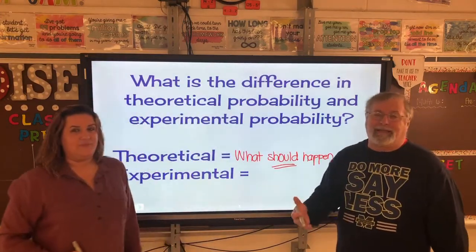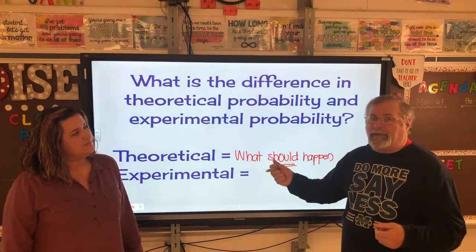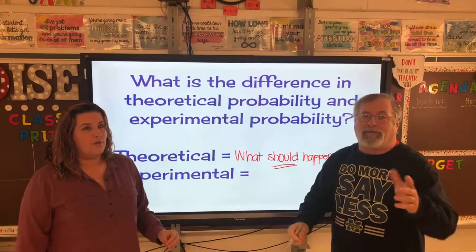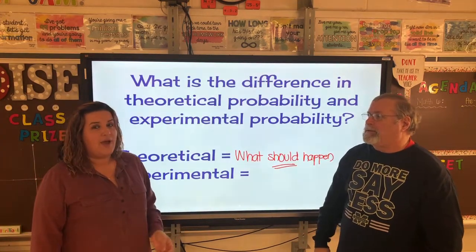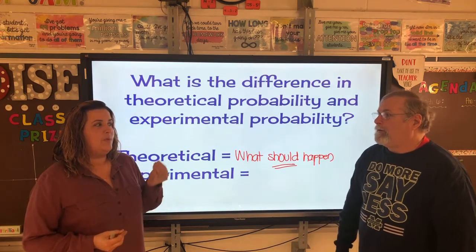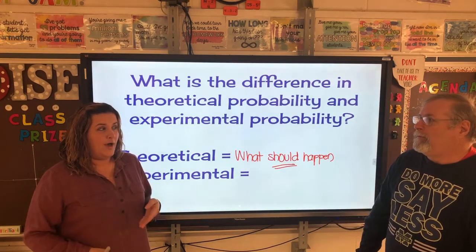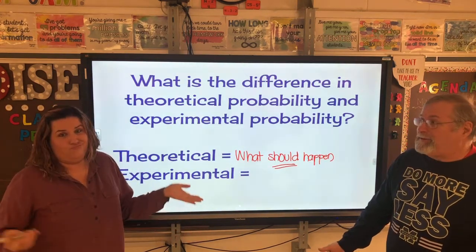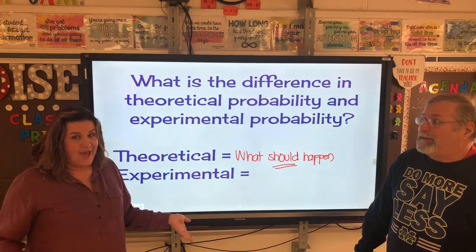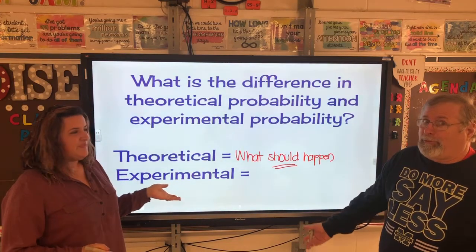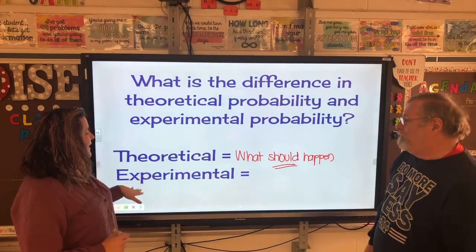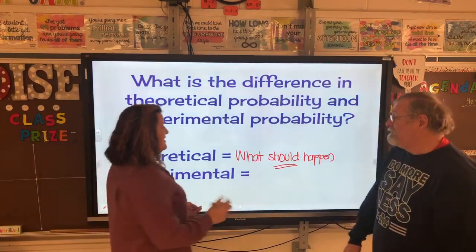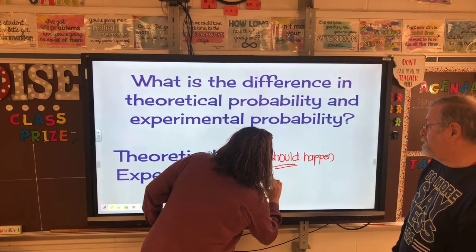We'll use the easiest example. You take a die and roll it. I want to get a 6, and I have 1 and 6. So in theory, Mr. Lamb should roll a 6 one out of every 6 times. But if you've ever played any games with a die, sometimes it doesn't happen, and sometimes a 6 comes up 3 times in a row. That would be experimental probability. It's what actually does happen when you do the experiment.